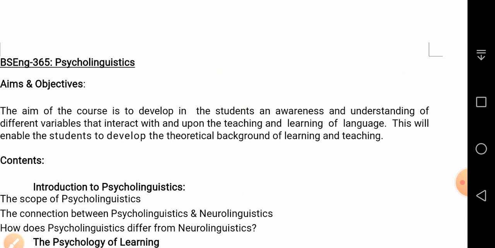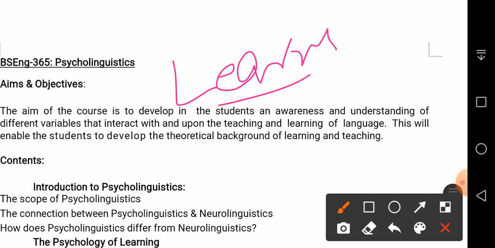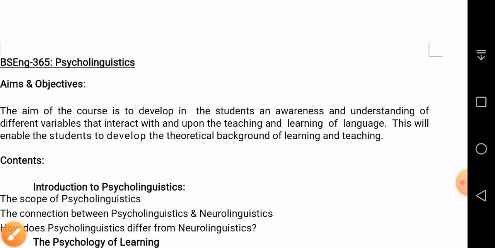So acquisition is an unconscious process of learning something, and actual learning is a conscious process. So this is the minor difference. Dr. Stephen Krashen also mentions it, that learning is a conscious process and acquisition is an unconscious process. The learner doesn't know that he or she is learning something. Anyhow, we will talk about it later on.